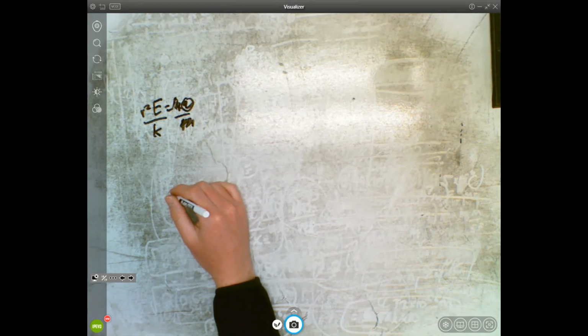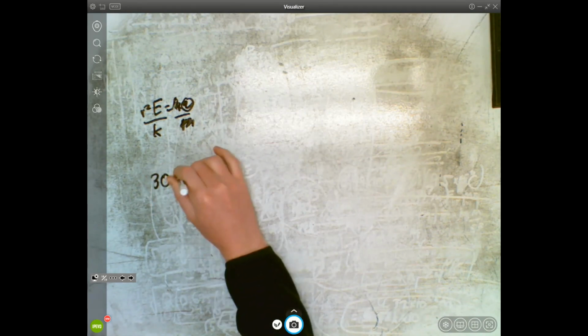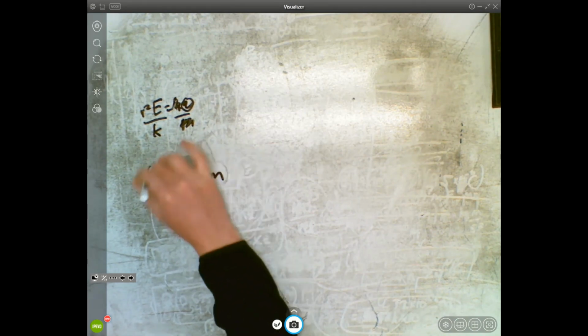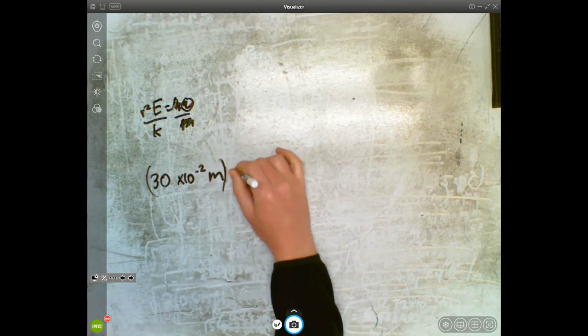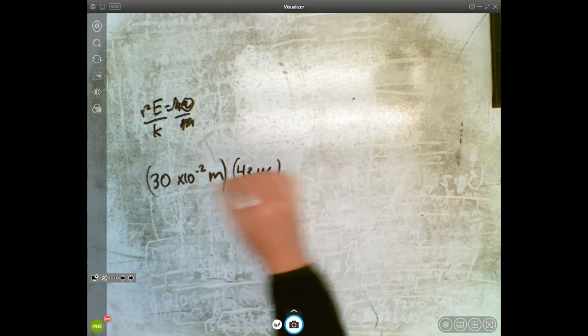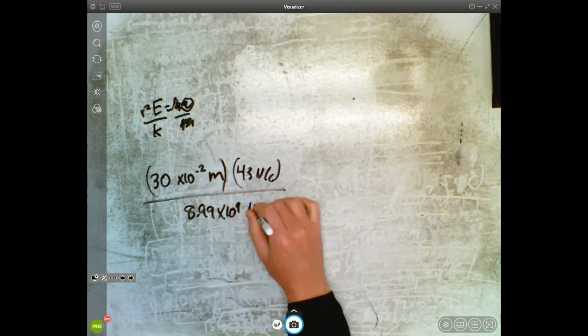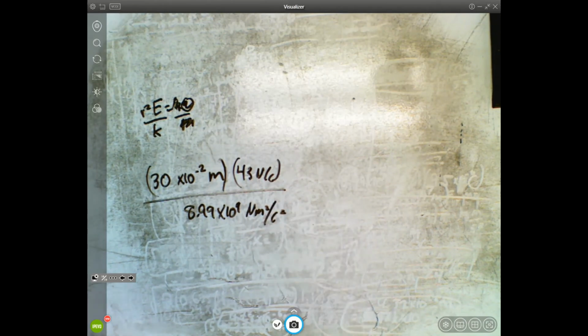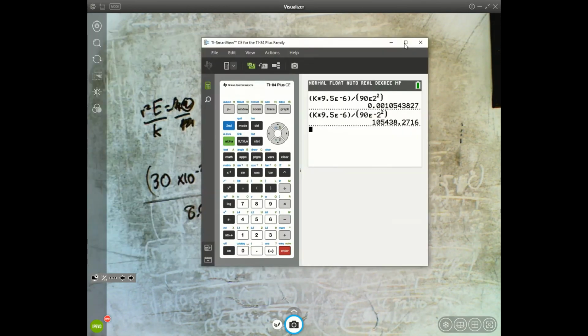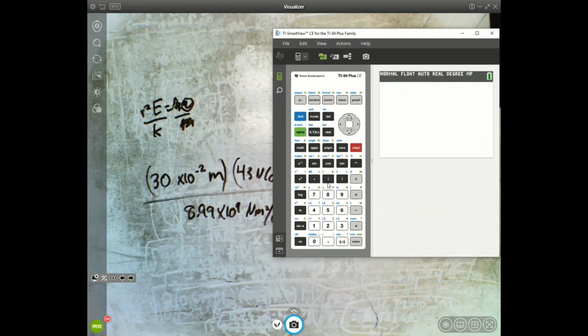So our distance is 30 centimeters, so times 10 to the negative 2. Our field is 43 newtons per coulomb. And our constant is 8.99 times 10 to the 9 newton meters squared per coulomb squared. Okay, so I plug all of that into my calculator here. So 30 times 10 to the negative 2 times 43, and I divide it by my k value.